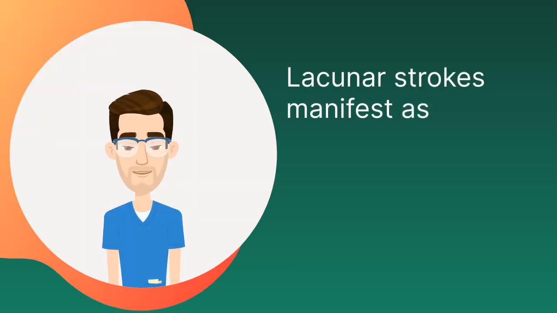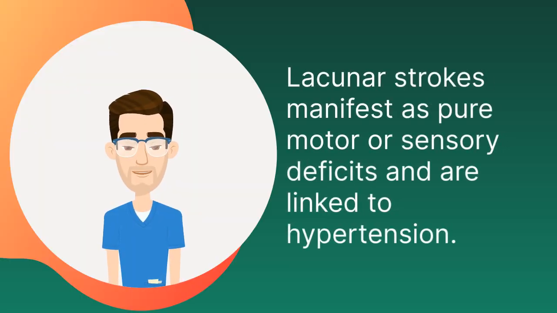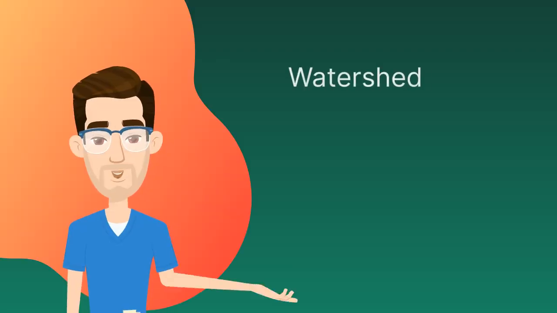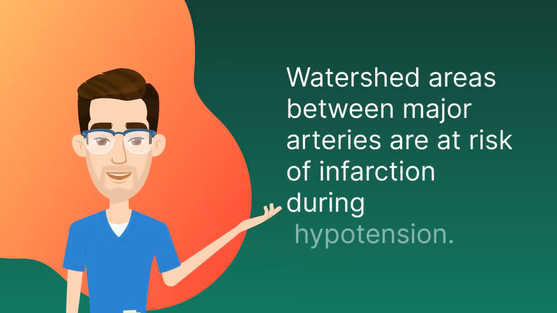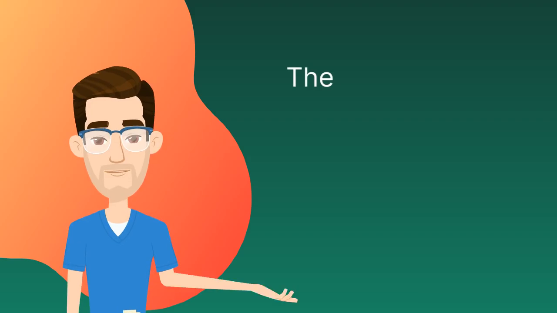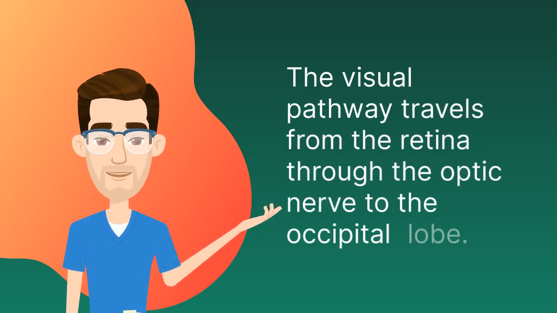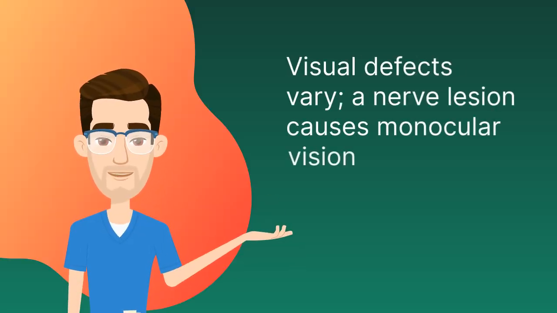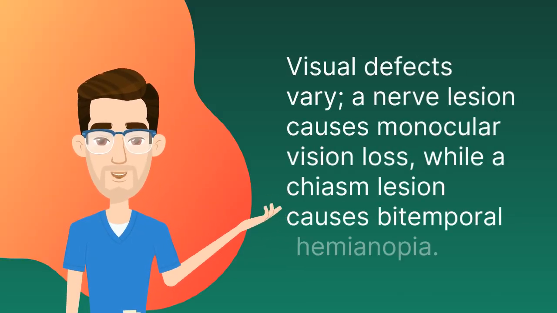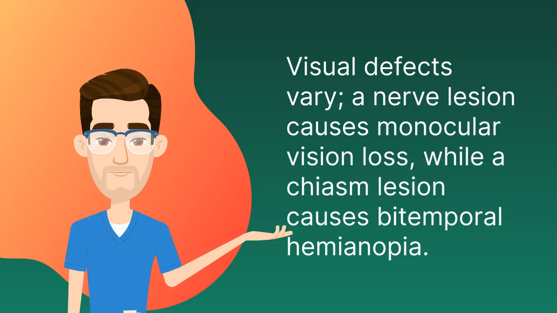Lacunar strokes manifest as pure motor or sensory deficits and are linked to hypertension. Watershed areas between major arteries are at risk of infarction during hypotension. The visual pathway travels from the retina through the optic nerve to the occipital lobe. Visual defects vary. A nerve lesion causes monocular vision loss, while a chiasm lesion causes bitemporal hemianopia.